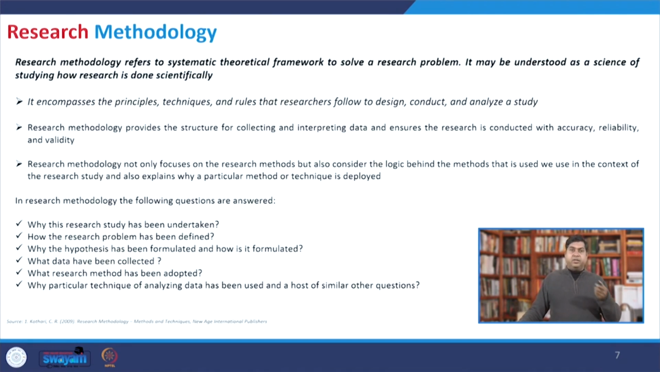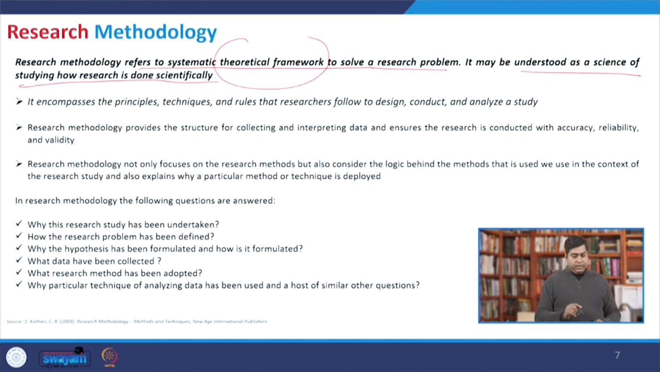Now with that we move to the next thing, the definition, that is research methodology. So research methodology refers to a systematic theoretical framework. This is very important, a framework to solve a research problem. It may be understood as a science of studying how research is done scientifically. So it's not about a particular method, it is the overall program.